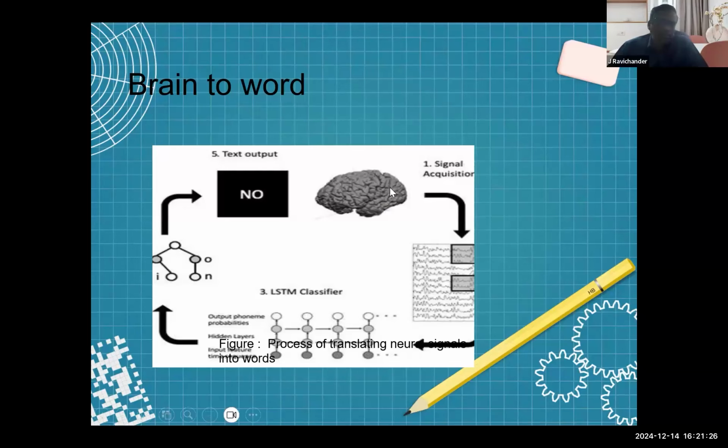So here, this is the brain signal. This brain signal will be acquired through EEG and given to the classifier. This classifier output will be given to a signal processor, and that will be converted into text.